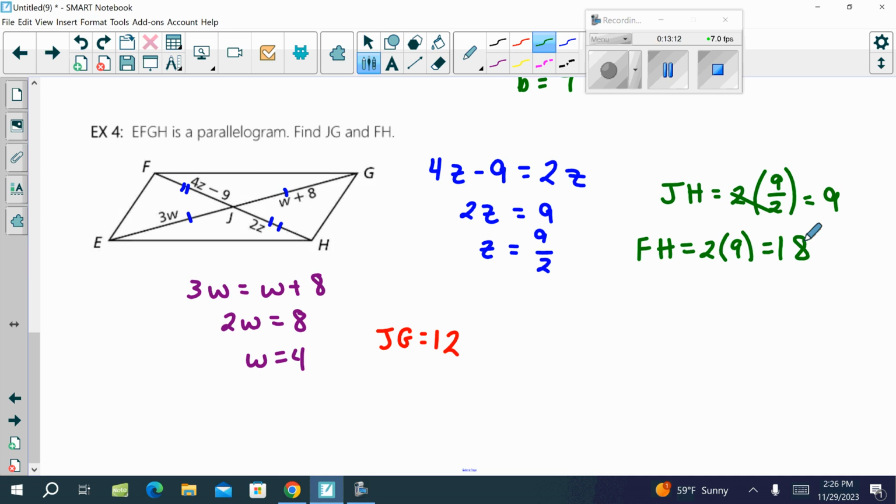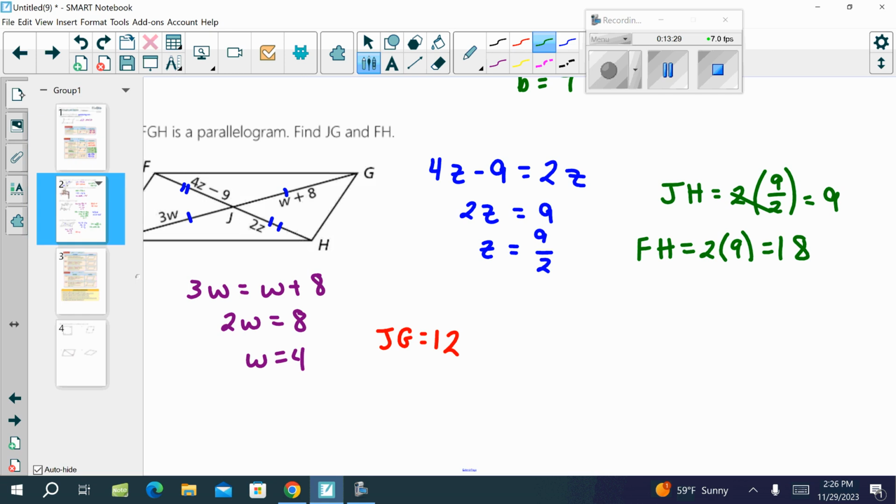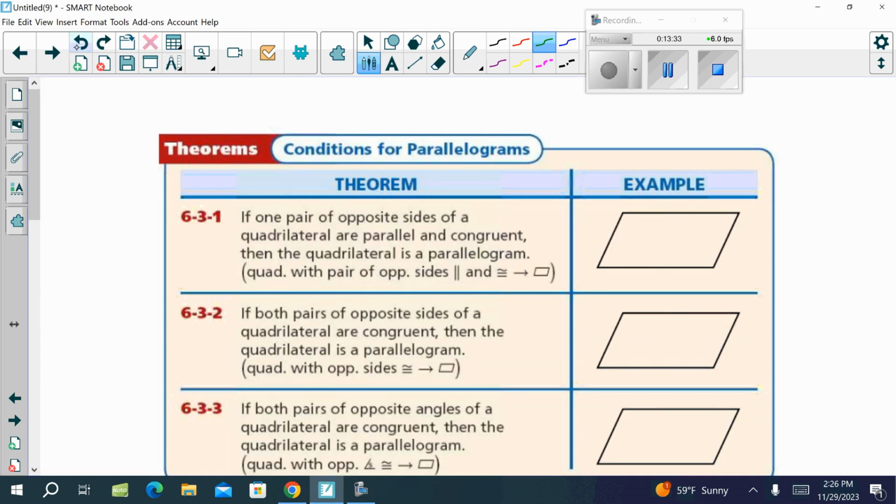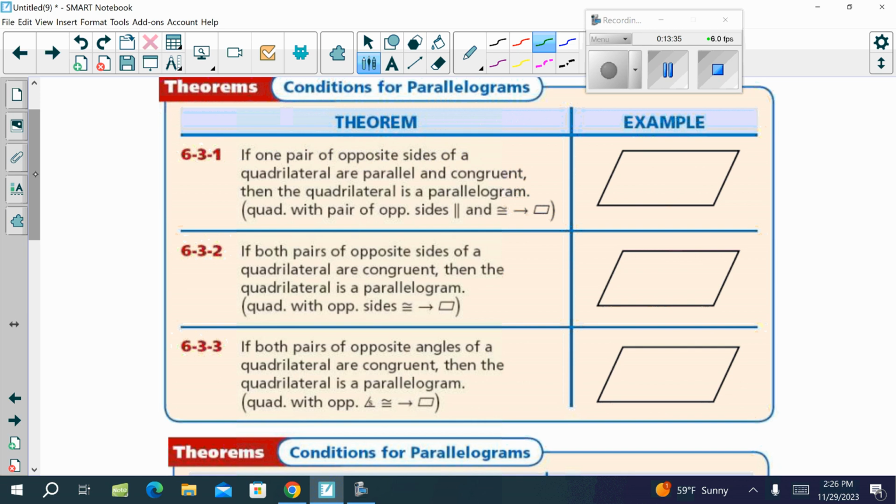Any questions there? Oh. Because it's just JG and 4. All right. Okay, let's flip it over. More properties.